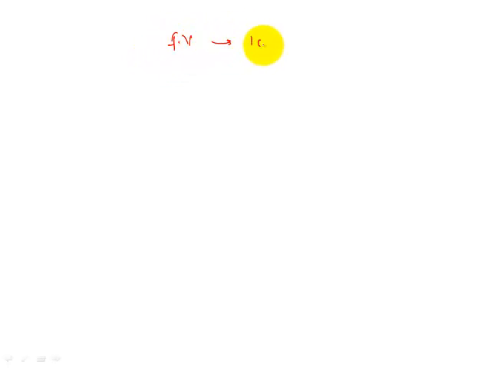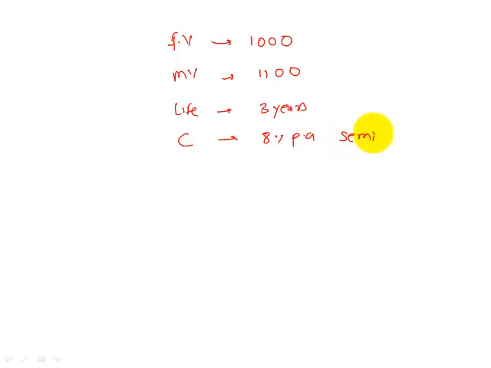Next question. Face value of a bond is 1,000. Market value of the bond is 1100. Life of the bond is 3 years. Coupon rate is 8% per annum semi-annual. Find out the bond equivalent yield on this bond.